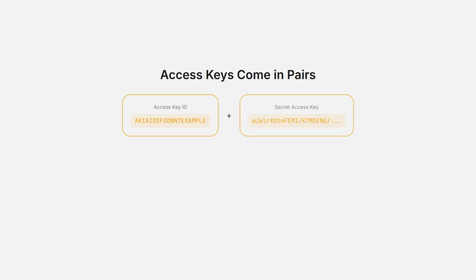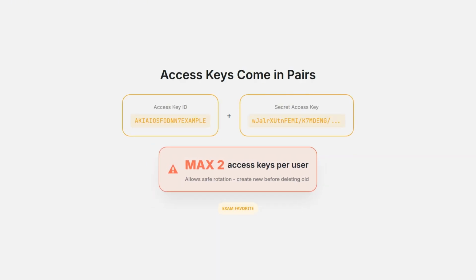Access keys come in pairs: an access key ID and a secret access key. And here's a number the exam loves to test. Each user can have a maximum of 2 access keys at any time. This allows you to rotate keys safely by creating a new one before deleting the old one.